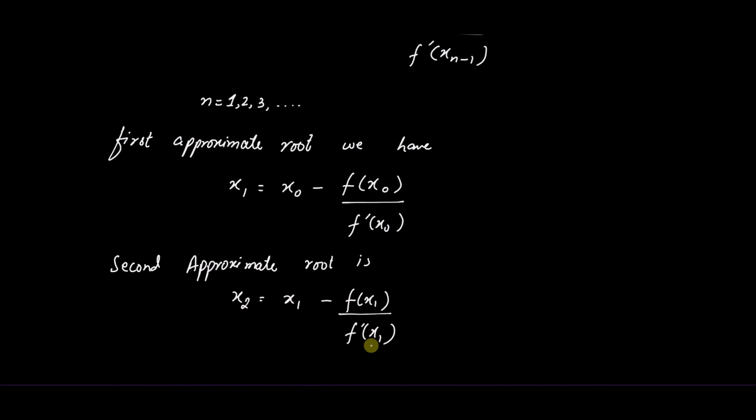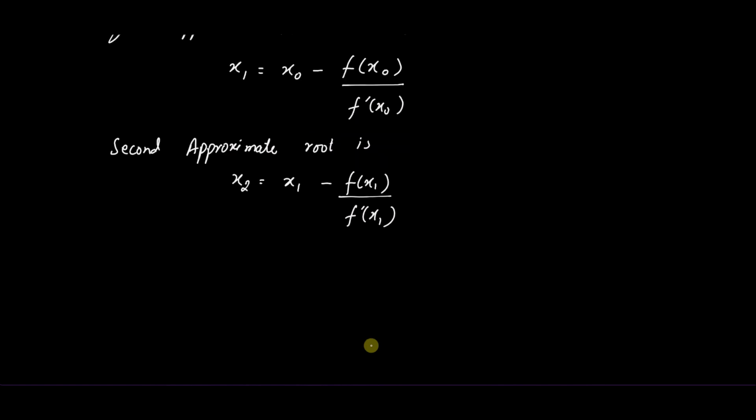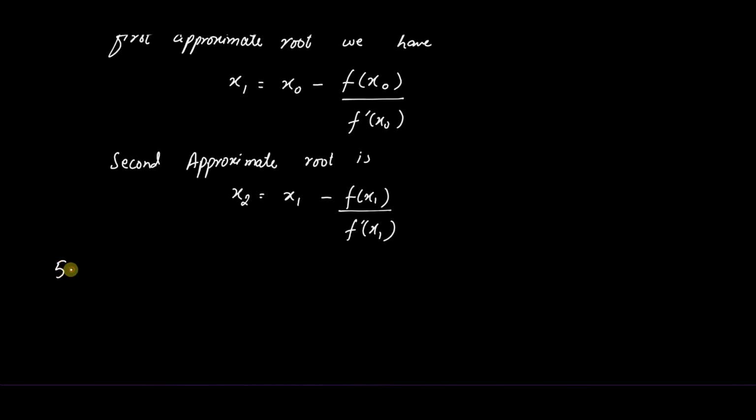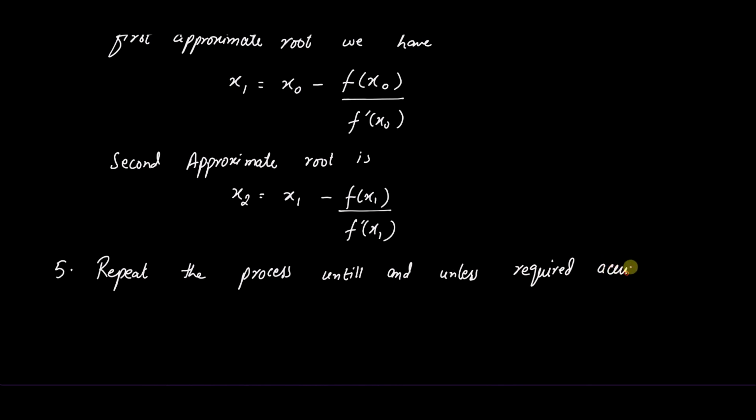So we will continue this process until our accuracy is achieved. So we simply say that the fifth point is to repeat the process until the required accuracy is achieved.